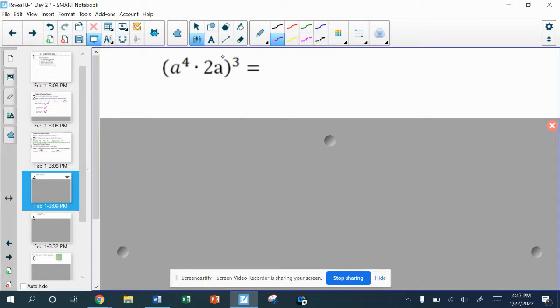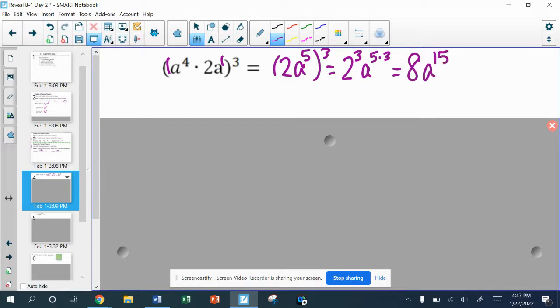Remember, this is really a to the 1st power right here. Inside the parentheses, I have a 2 times that 1 is just a 2. A to the 4th and a to the 1st gives me a to the 5th power. And this is all being cubed. So that exponent would go onto the 2. And the a, remember, we're going to multiply those. Just for this one time, I'm going to write it out as 5 times 3 to remind you. But 2 to the 3rd power, remember, that's not 6. That's really 8. 2 times 2 is 4, times 2 is 8. A to the 15th power.